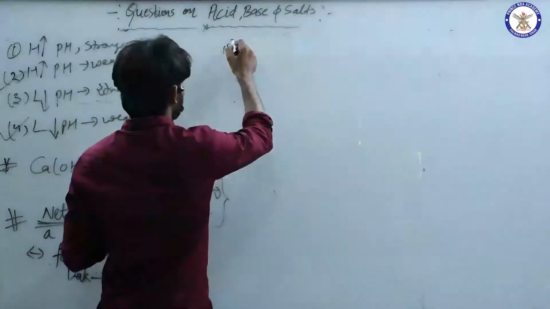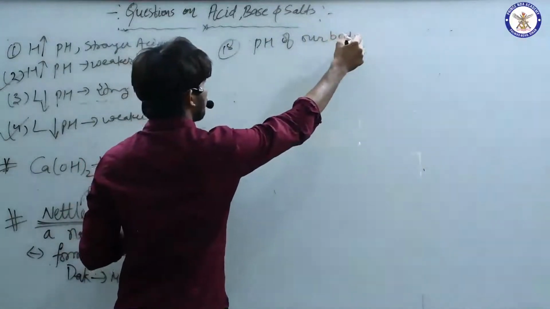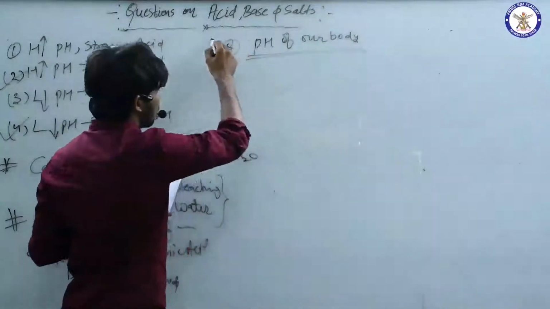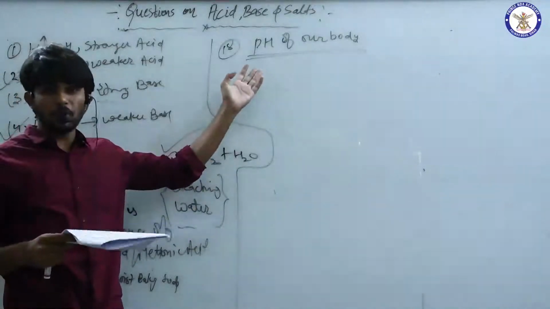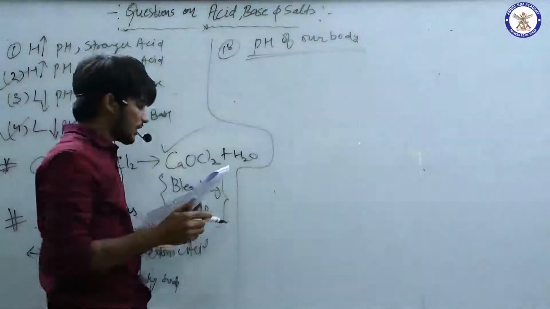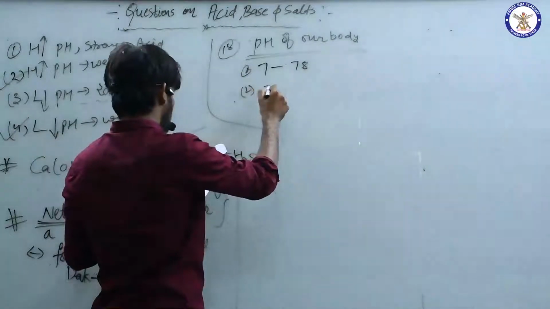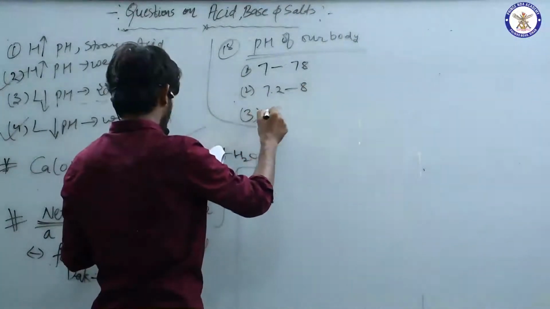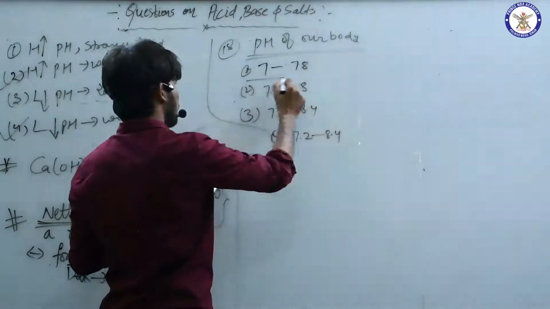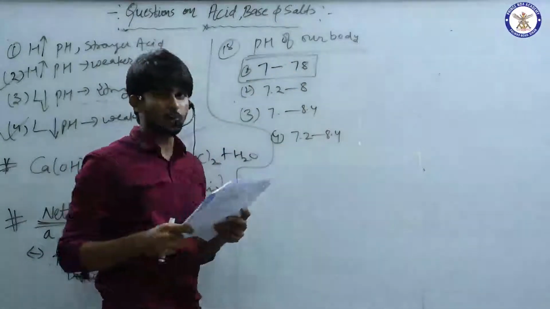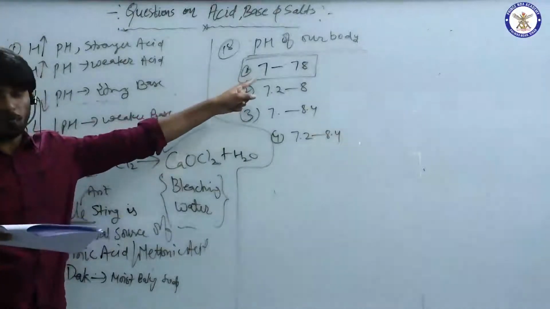Next question is the pH of our body. Very important. Note it down. We might not have included it in our notes intentionally, because I want to put some points in the form of questions also. So what is the pH range of our body? That is 7 to 7.8. Second option is 7.2 to 8. Third is 7 to 8.4, and fourth is 7.2 to 8.4. So always remember, this is the range in which the pH of our body remains. Put this in the form of your notes.